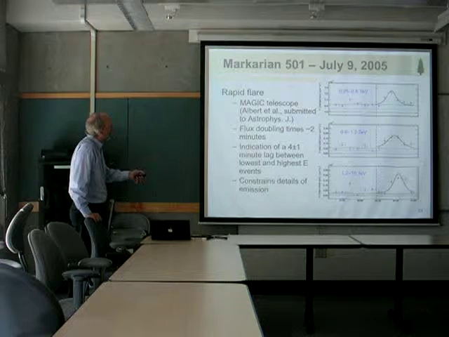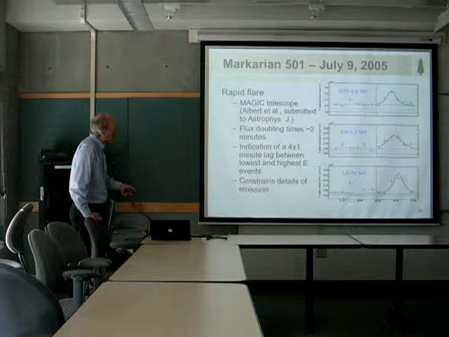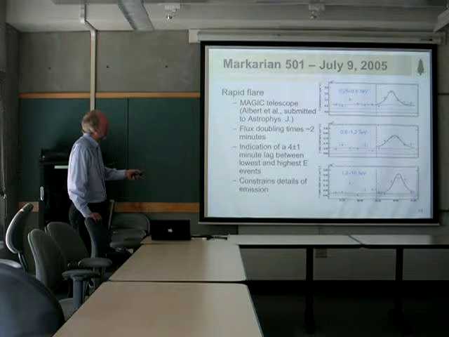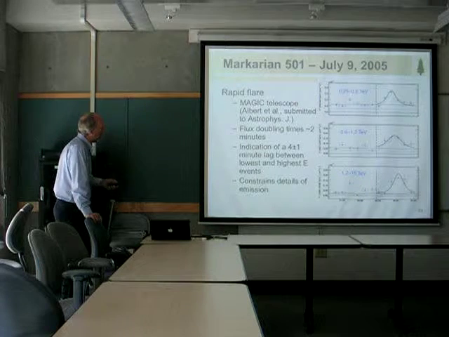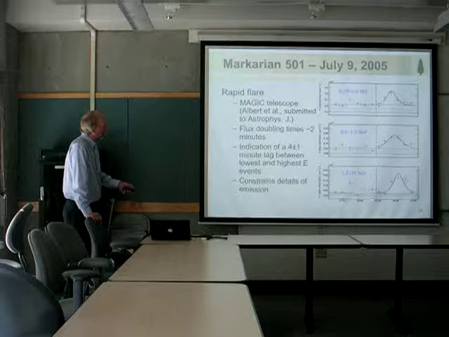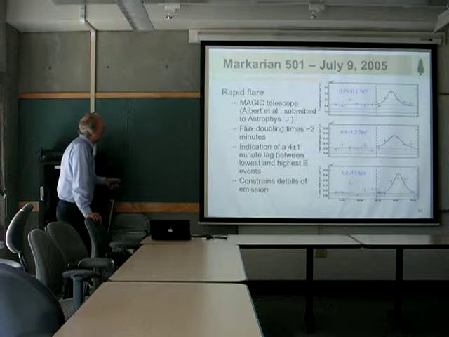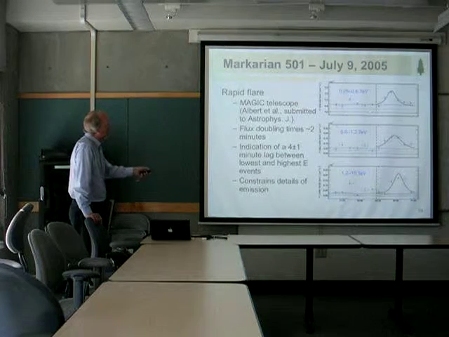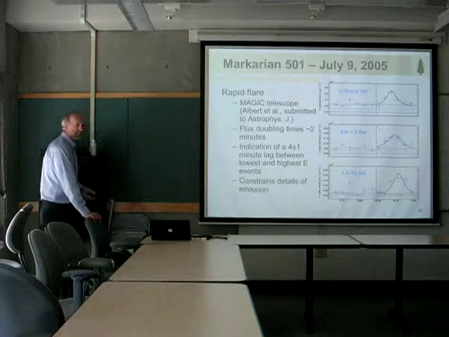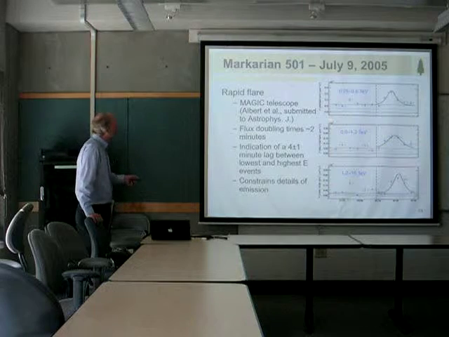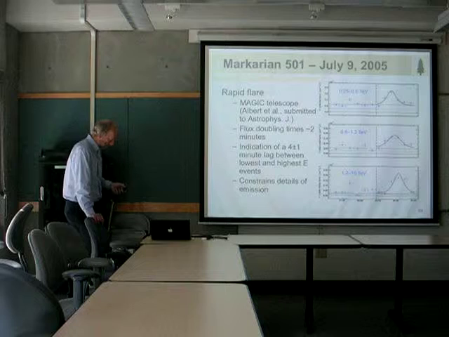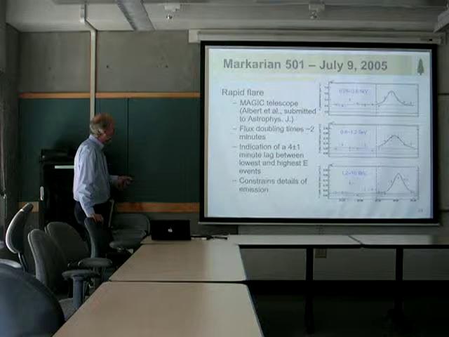Here are again so-called light curves. These are looking at the rate of gamma rays, so the y-axis is the rate of gamma rays, and the x-axis is time. What was seen here was a very rapid change in the rate of gamma rays, with the flux changing by a factor of 2 in a period of about 2 minutes. So this is one of the most rapid variations that's been seen from a gamma ray source.